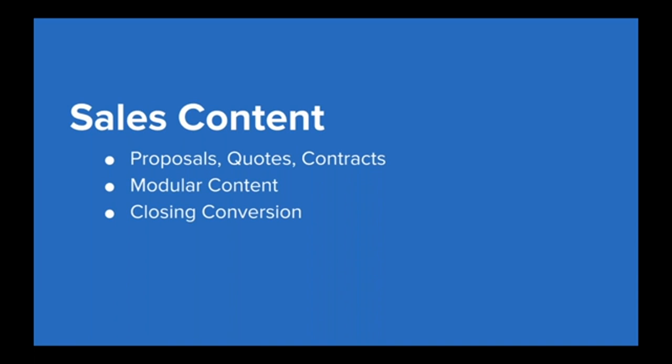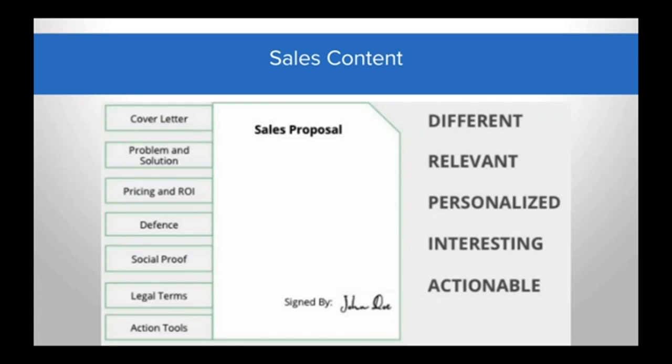So we have things like proposals, quotes, contracts, but you want to modularize that content. You want something that you can swap out. So for instance, if you have a proposal and you're selling to a medical solutions company, why would you include your case study of how you helped a company? It's irrelevant. That prospect doesn't care. You're not being a helpful salesperson. You need to be helpful. You need to have content that you can make relevant to your target buyers.